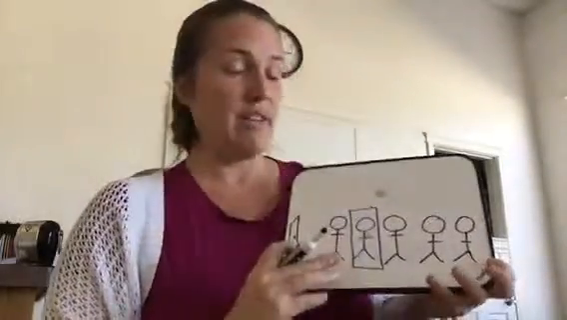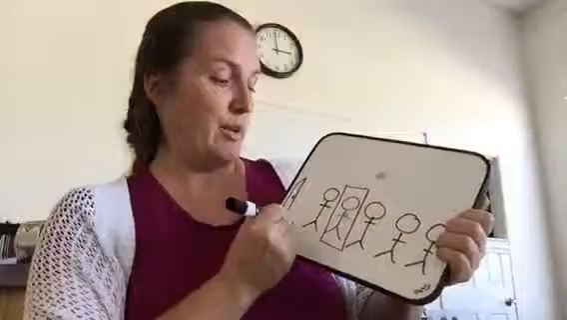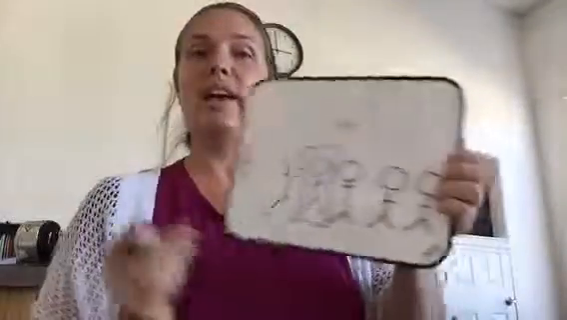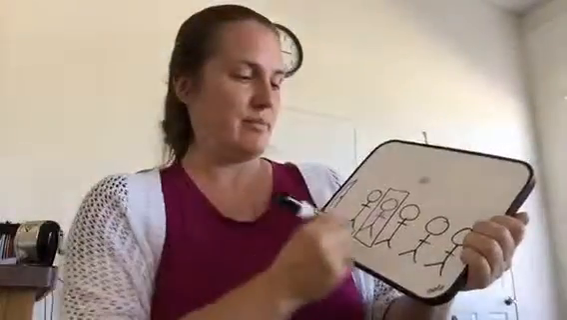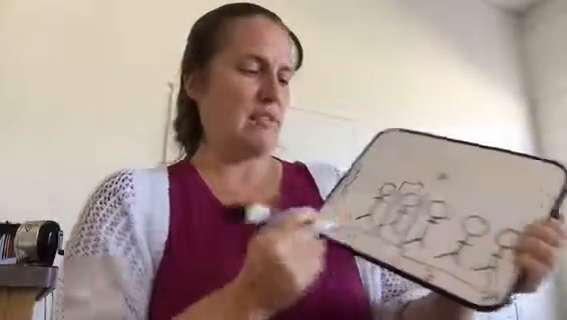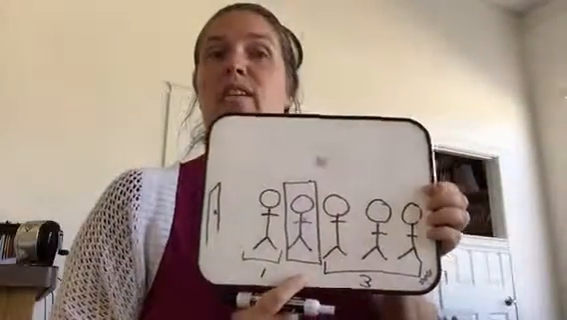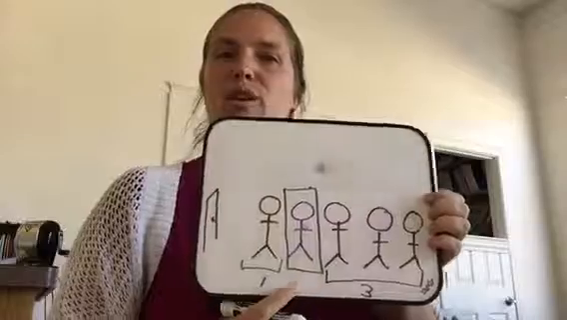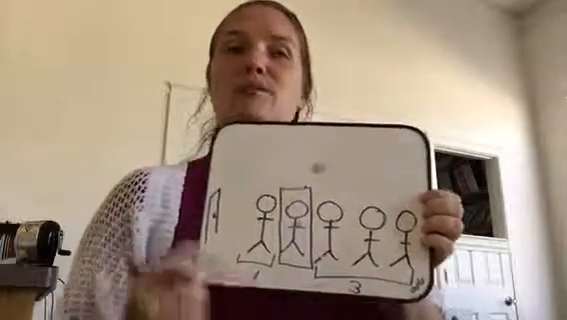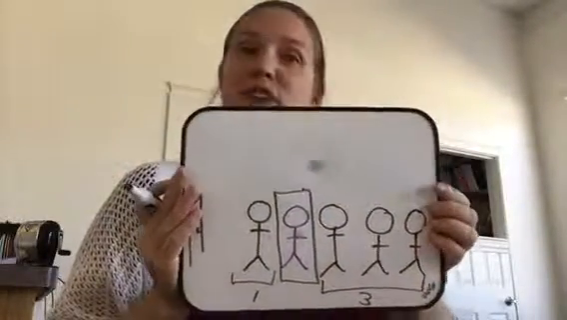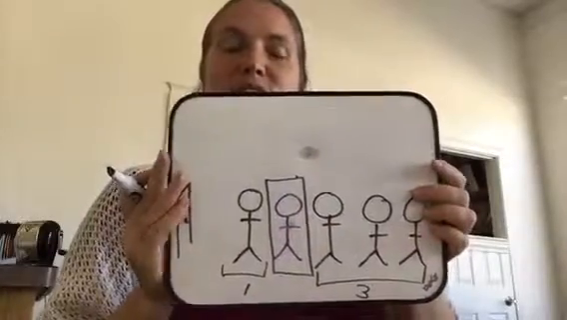How many people are in front? It's very obvious when we look at the picture. 1. How many people are behind? 3. And of course, we still have our person that we have the box around. 1 plus 1 plus 3 equals 5. All right, go ahead and do the practice for Saxon 6-5, lesson 7.